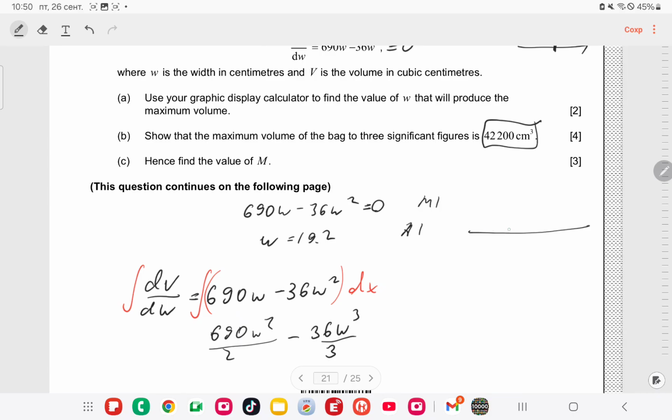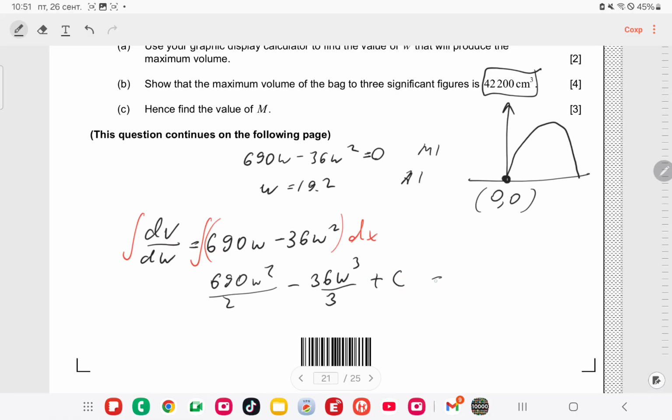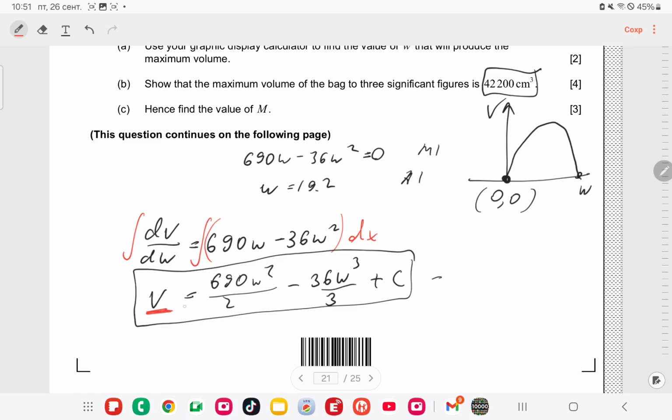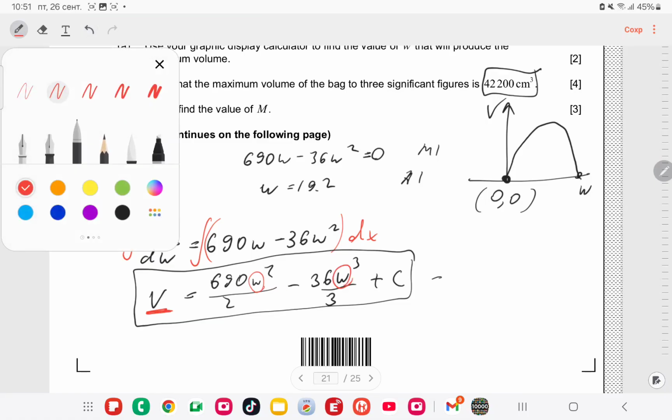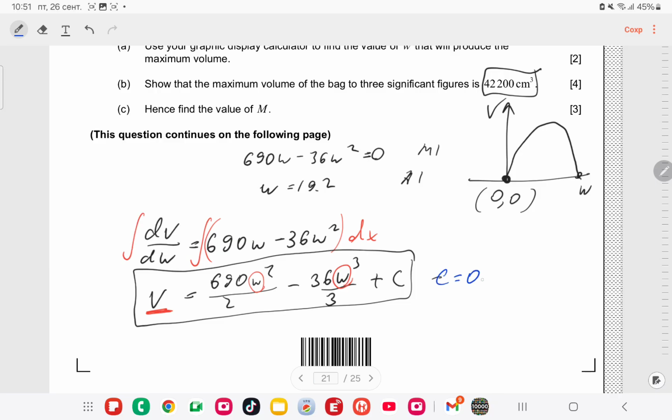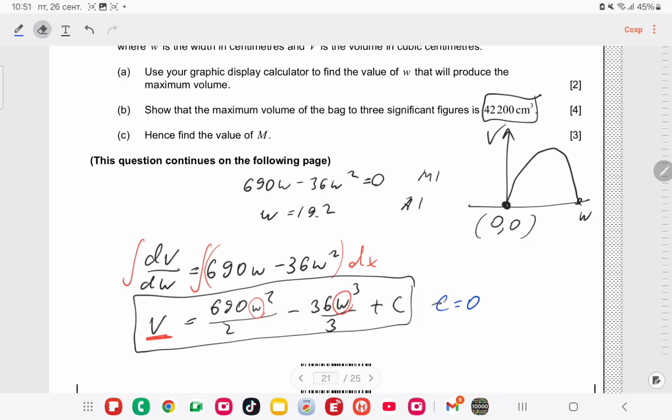According to the graph of the function, it looks like this. If we use the point (0, 0), we will get the value for C. We plug 0 in for W and for V, and that's how we obtain the value of C as 0. So C is 0.